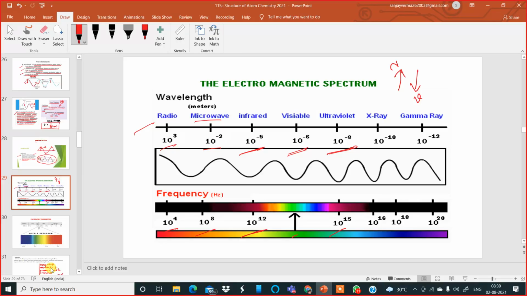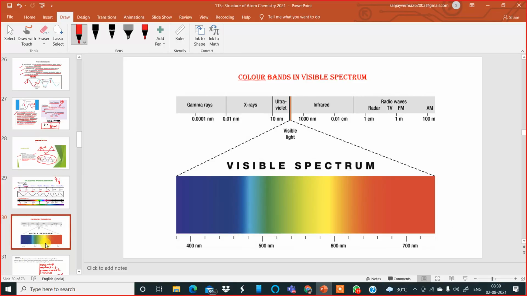Now moving further to one more chart which will help you understand the various color bands in the visible spectrum. The spectrum which is visible to us, visible light, falls over here. It extends from 400 nanometer to around 750 or 800 nanometer. That comes under the visible spectrum. So it is VIBGYOR.